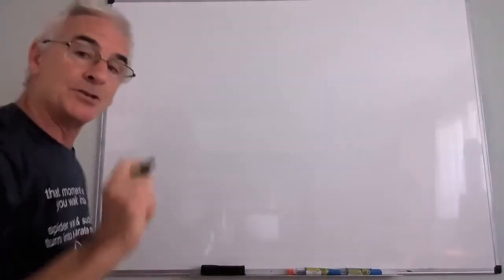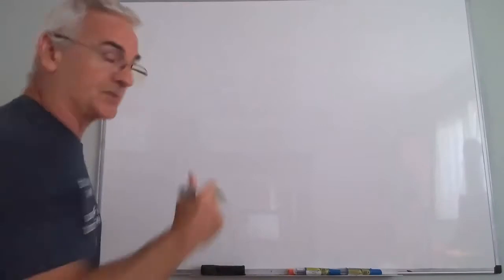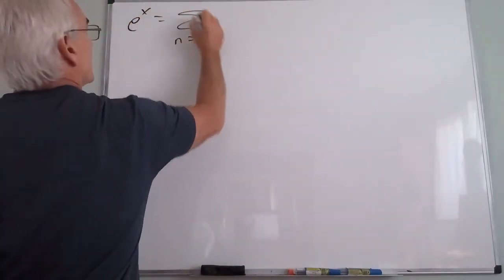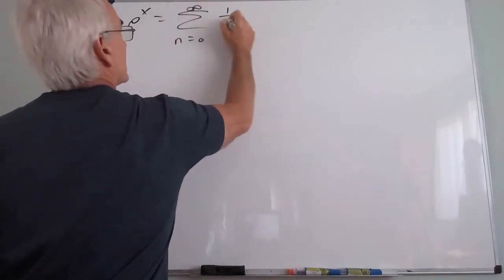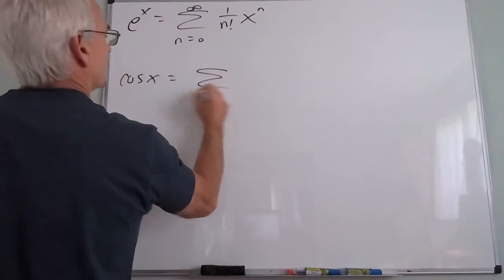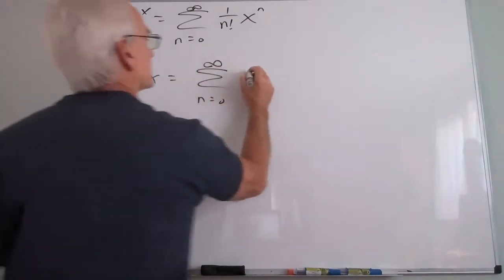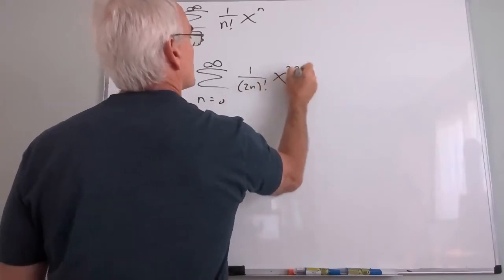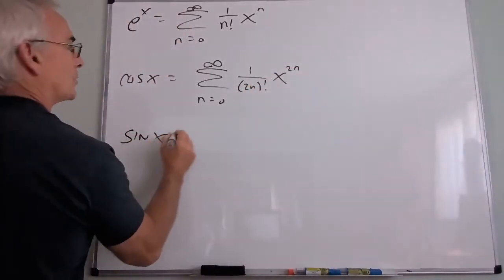You don't have to know these. I would give these to you. But the most important one we said was the e to the x. Probably the next one would be the cosine x. And I'll do the sine x as well.